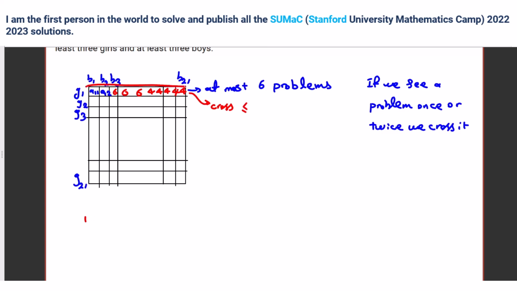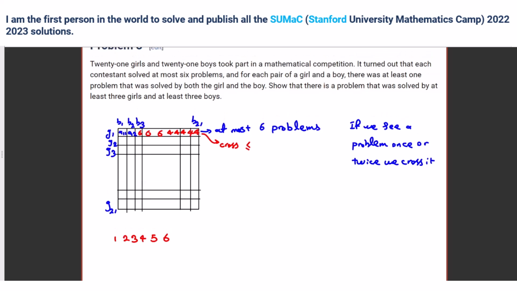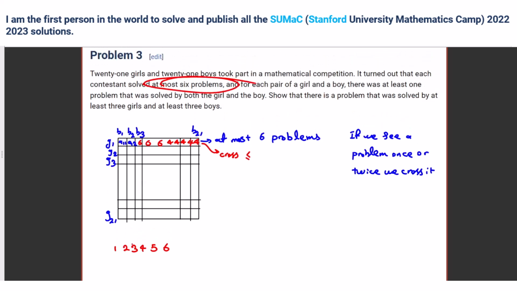Yes, so you tell me: 1, 2, 3, 4, 5, 6, then what? 7, 8, 9, 10? No. Here it says each of them solved at most 6 problems. You cannot say 7, 8, 9, 10. So what do the cells mean? So 6 different numbers: 1, 2, 3, 4, 5, 6. Yes, at most 6 different numbers. So 1, 2, 3, 4, 5, 6, and so on in each row.